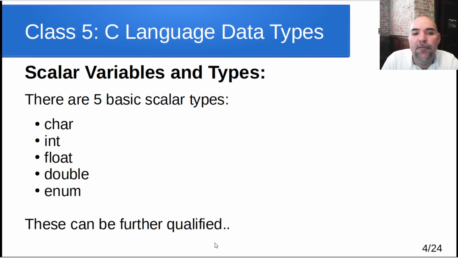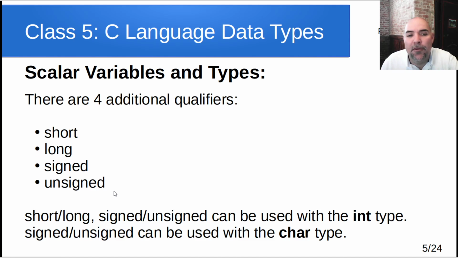Now, there are 5 basic scalar types: char, int, float, double, and enum. Sometimes people call these chars, but this char is a character variable. We'll talk about that in a little bit. And those types have this ability to further be qualified for some of them, and some of them qualified in other ways. Now, there are 4 additional qualifiers: short, long, signed, and unsigned.